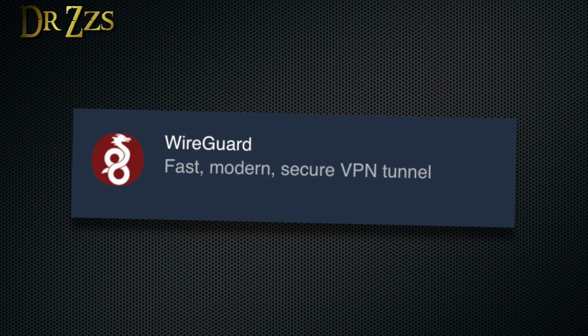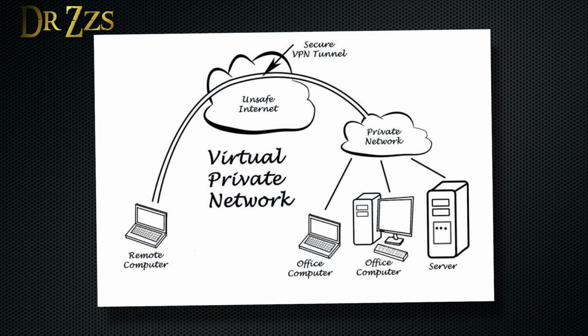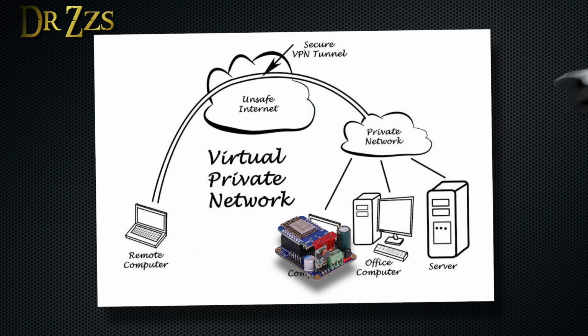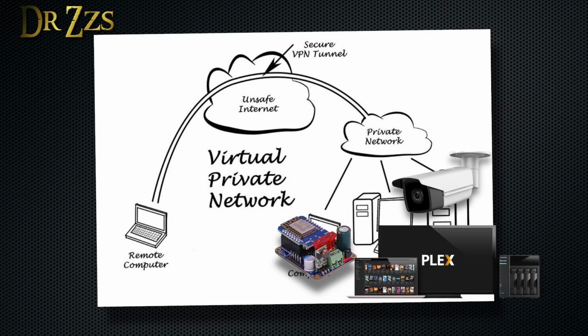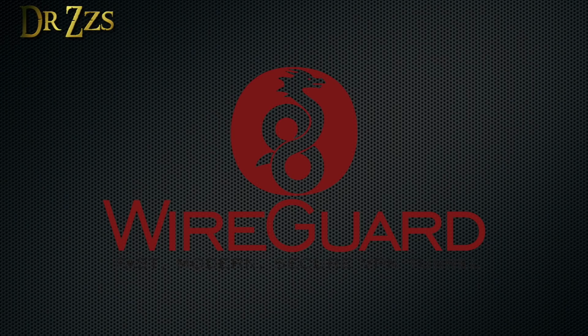WireGuard uses your Home Assistant hardware as a VPN server, so you can connect to your home network from anywhere. Nabu Casa lets you connect to Home Assistant remotely, but WireGuard lets you also connect to every other device in your home. So you can also access things like LED controllers, cameras, and media servers from work or school, from any other computer, or even from your phone. I use WireGuard every single day.